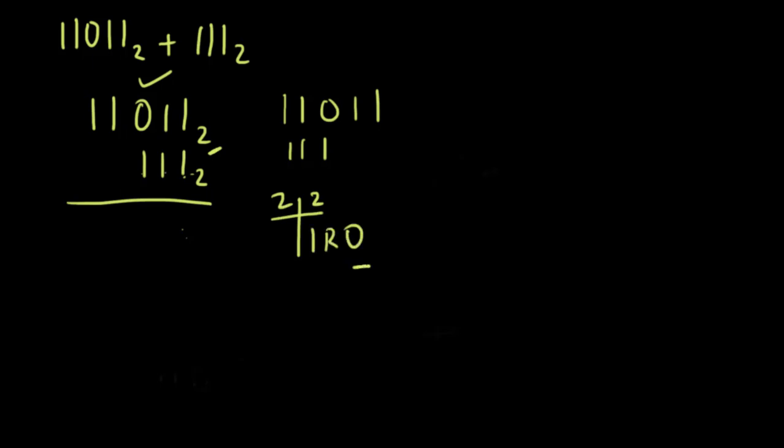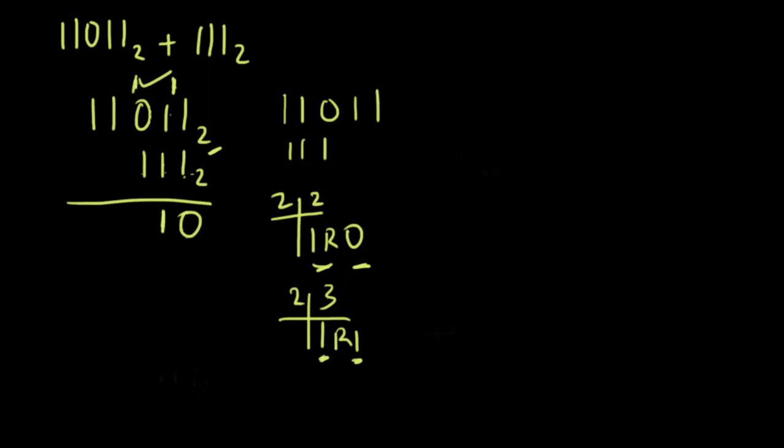What do I write? The remainder 0. I carry the quotient 1. 1 plus 1, 2 plus 1, 3. I can't write 3. I divide. 2 in 3 is 1, remainder 1. So I write 1, the remainder. I carry 1, the quotient.